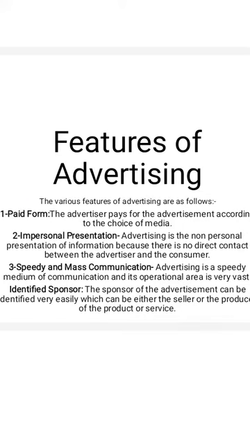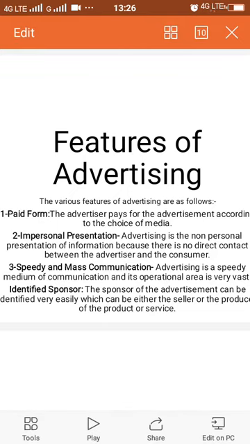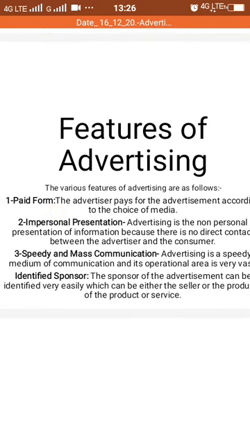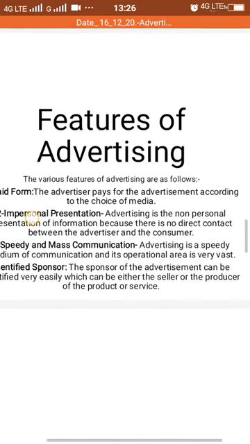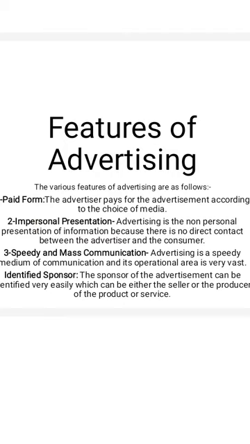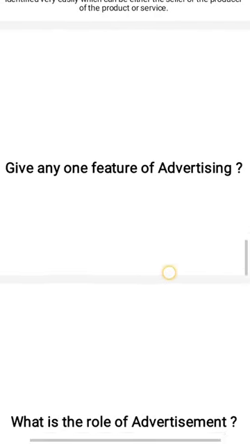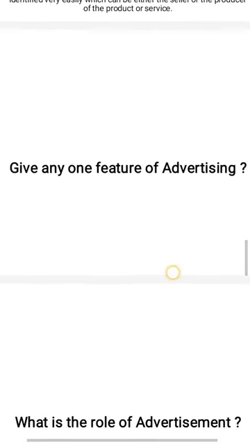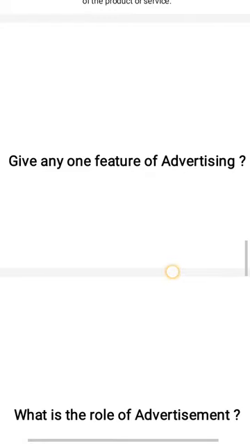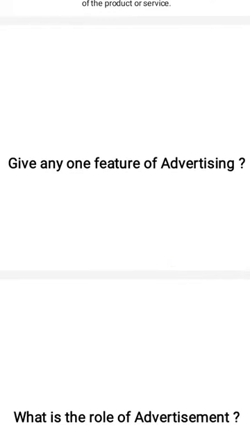Now the fourth feature is identified sponsor. The sponsor of the advertisement can be identified very easily, which can be either the seller or the producer of the product or service. Okay. Now tell me, give any one feature of advertising. Advertising is a paid form. Good. It is in the paid form.